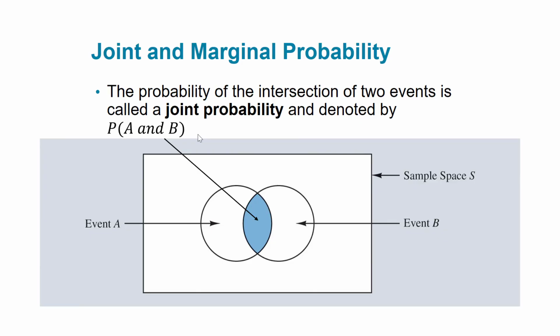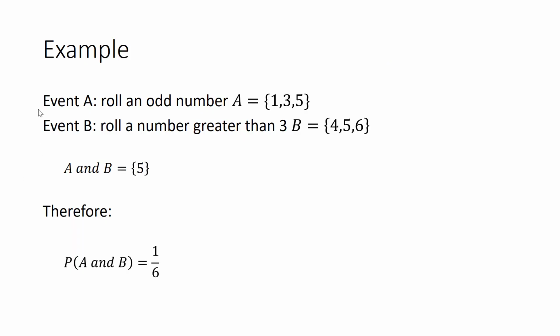Let's take a look at one such example. So we have event A being, again, rolling an odd number, which is 1, 3, and 5. Event B being roll a number greater than 3, which is 4, 5, and 6. Now event A and B is going to be equal to the common ground, so we just need to look at A, B, and find the common elements. Here is only number 5, so A and B is going to be just the one element equal to 5, and the probability of this is going to be, of course, 1 out of 6 because it's the same as the probability of occurrence of number 5.